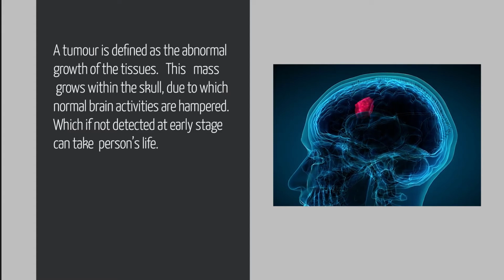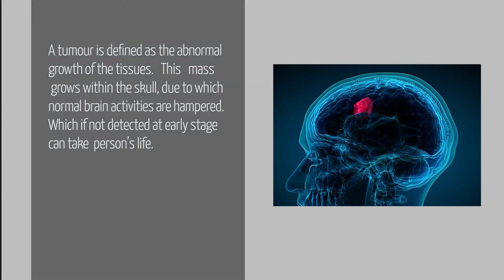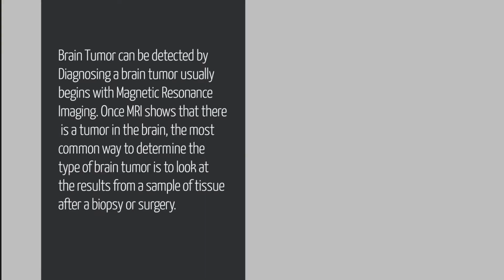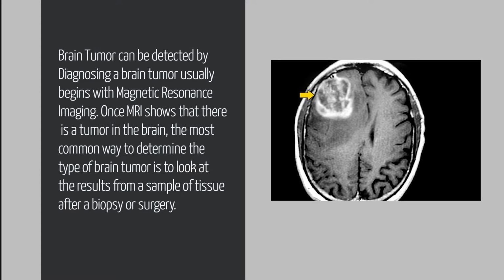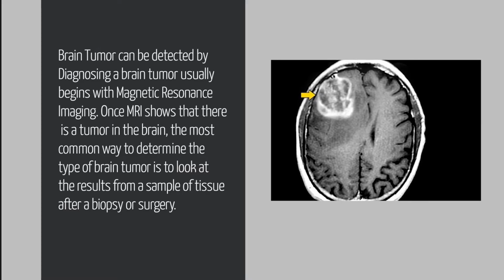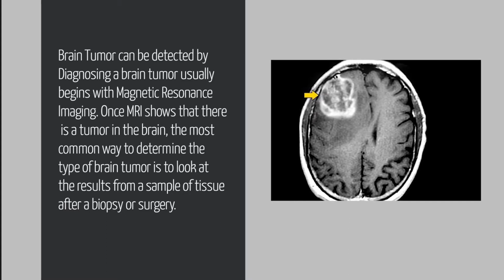Tumor can be defined as the abnormal growth of the tissues. This mass grows within the skull. Because of that, normal brain activities are hampered. If it is not detected at an early stage, it can take a person's life. So, the question arises, how do we detect it at an early stage accurately?